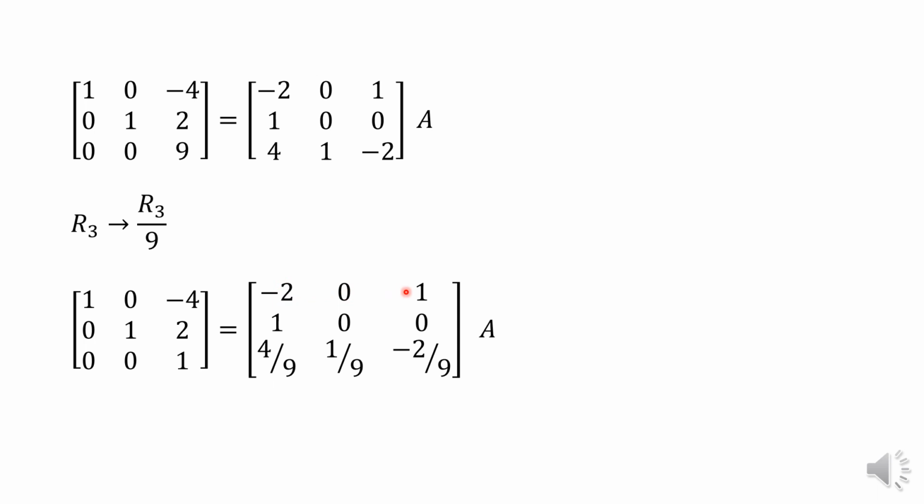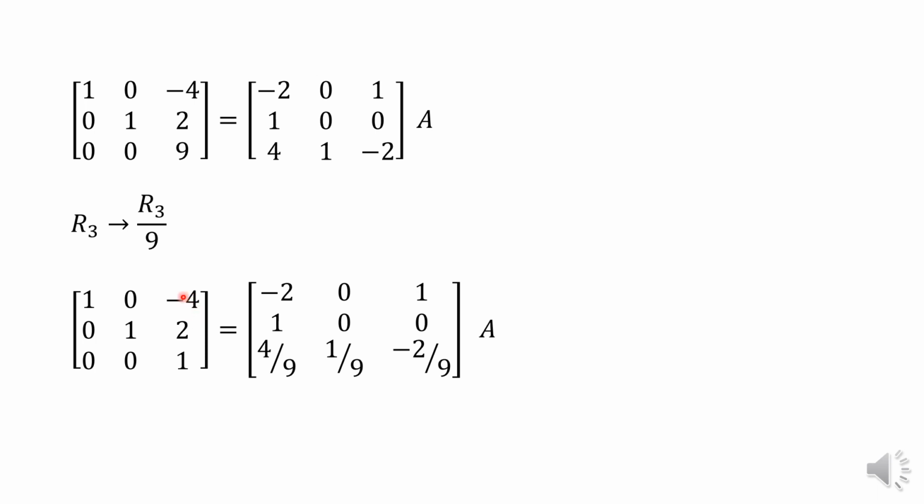I'm not changing the first row, second row. In the third row inevitably we are going to get fractions here, 4 by 9, 1 by 9, minus 2 by 9. In finding the inverse of matrices, it is not possible to avoid fractions. What next? After making this leading entry 1, we have to make the elements below and above it equal to 0. But there are no elements below this leading entry 1, but there are elements above 1. We have to make these two elements 0.